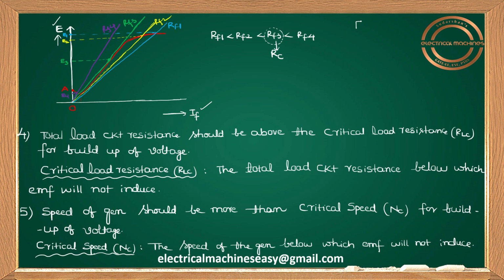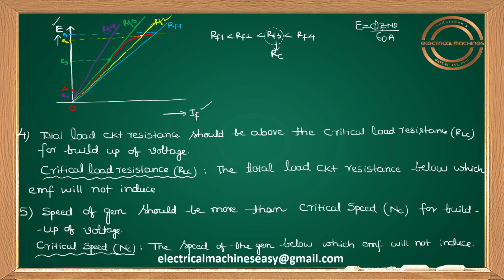We know, guys, E equals what is the formula? Generally phi Z N P by 60A. Here phi means flux, average value of flux per pole. E means EMF, average value of induced EMF. Z means total number of conductors, N means speed in RPM, P means number of poles, A means number of parallel paths. Already we know number of parallel paths equals number of poles for lap winding, A equals 2 for wave winding.